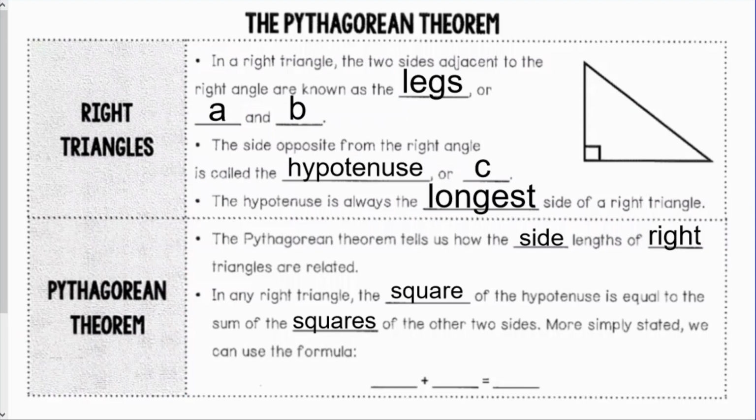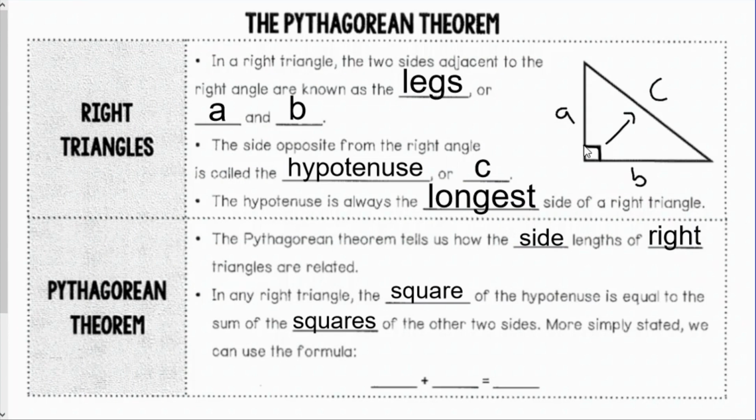So if I look at my figure to the right, I have this little box. This little box tells me that this triangle is a right triangle and contains a 90-degree angle. The sides that are next to that box are called A and B. And then the side opposite is called C, which is my hypotenuse.